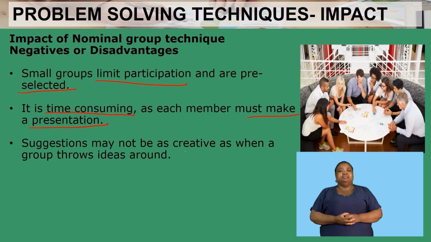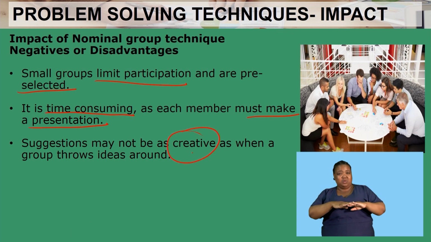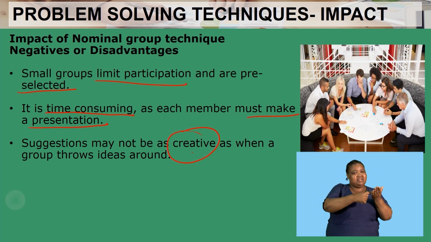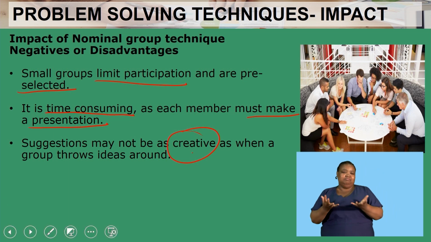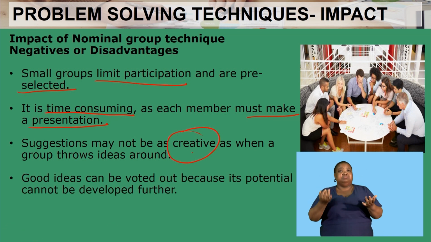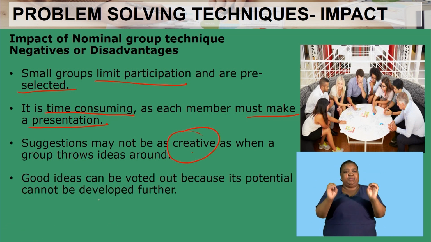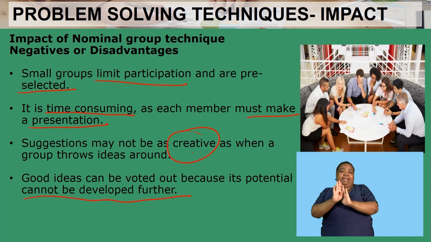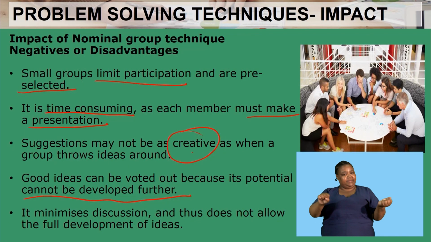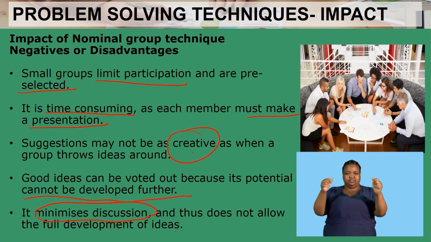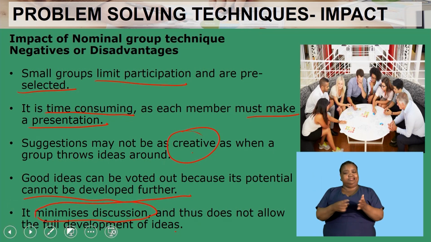Suggestions may not be as creative as when a group throws ideas around, like in brainstorming. But here, you're not as creative as when groups throw ideas around. Good ideas can be voted out because their potential cannot be developed further. So they can be eliminated. If it's a repetition, something that has been said before, then it is eliminated. It minimizes discussion and thus does not allow full development of ideas. Discussions are minimized.